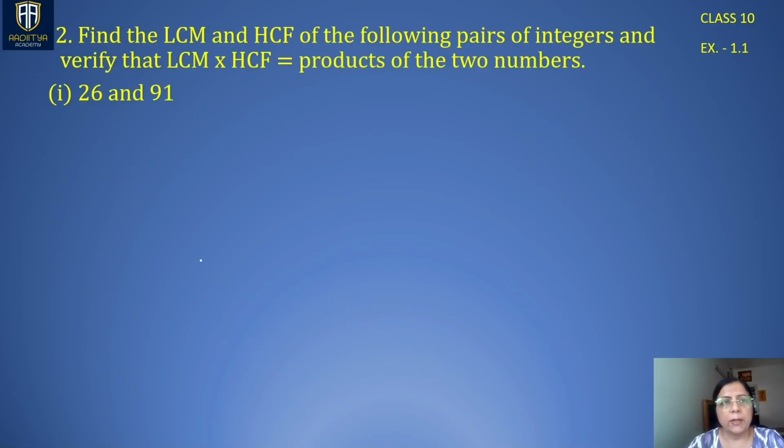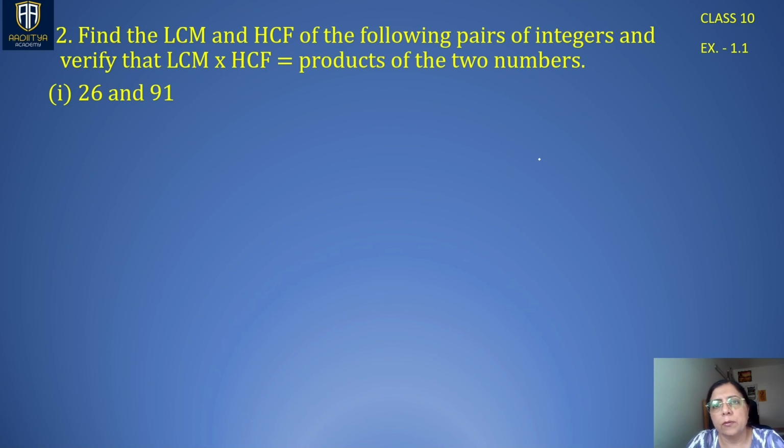So these were the 5 parts of the first question in which we have to do the prime factorization. Next question says find the LCM and HCF of the following pairs of integers and verify that HCF times LCM is equal to the product of the two numbers. Now we had studied this formula in the introductory video.